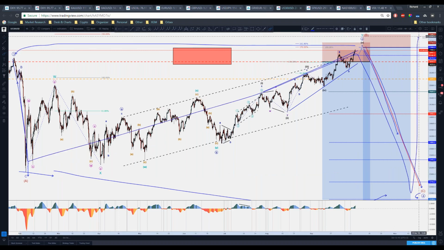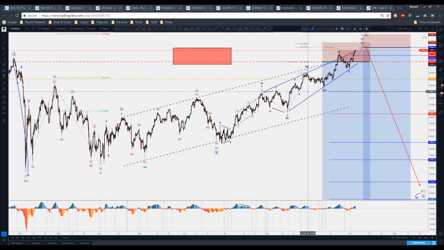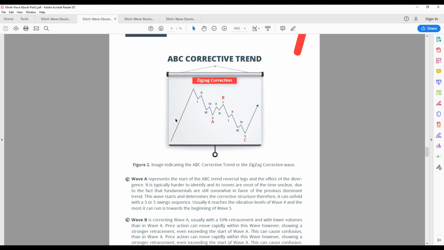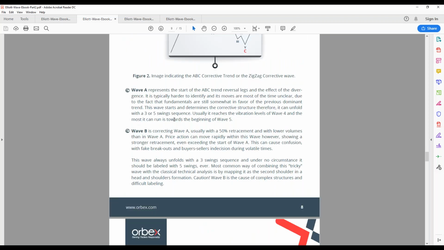So we'll keep an eye. I mean, that's what theoreticians actually do, right? So we spoke a bit about the ending diagonals. The most common structure in a wave 5 would be the ending diagonal, especially in the fifth wave.